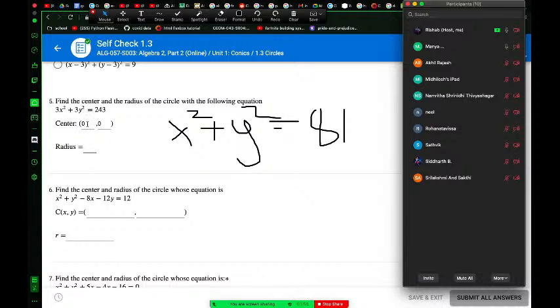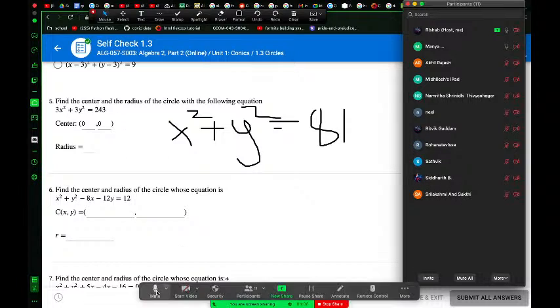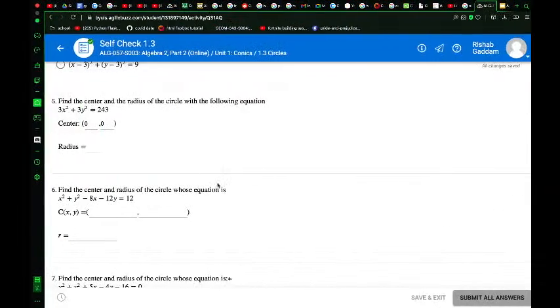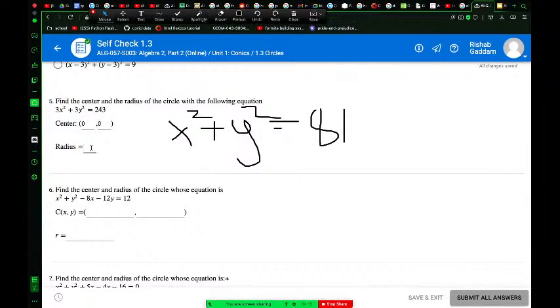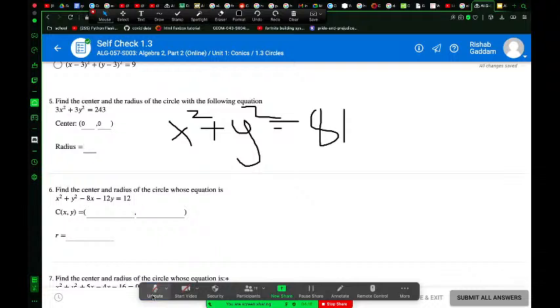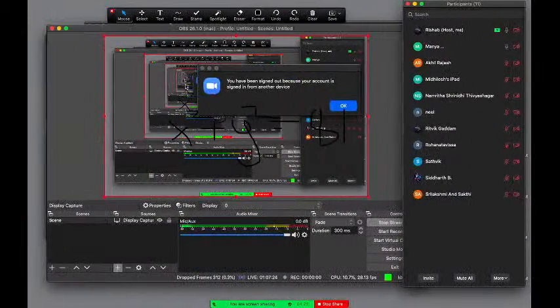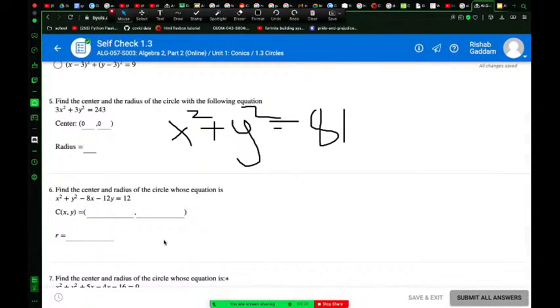Okay, so yeah, the center is 0. What do you think the radius is? Square root of 81? Yeah, it's the square root of 81. It's 9. Okay, thank you.